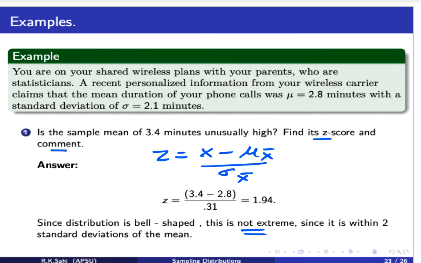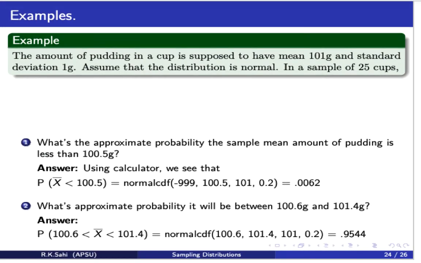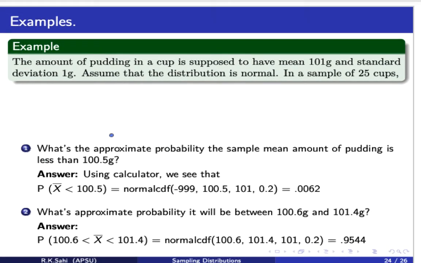Okay, now let's look at another example. It says the amount of pudding in a cup is supposed to have a mean of 101 grams and a standard deviation of 1 gram. Assume that this distribution is normal.